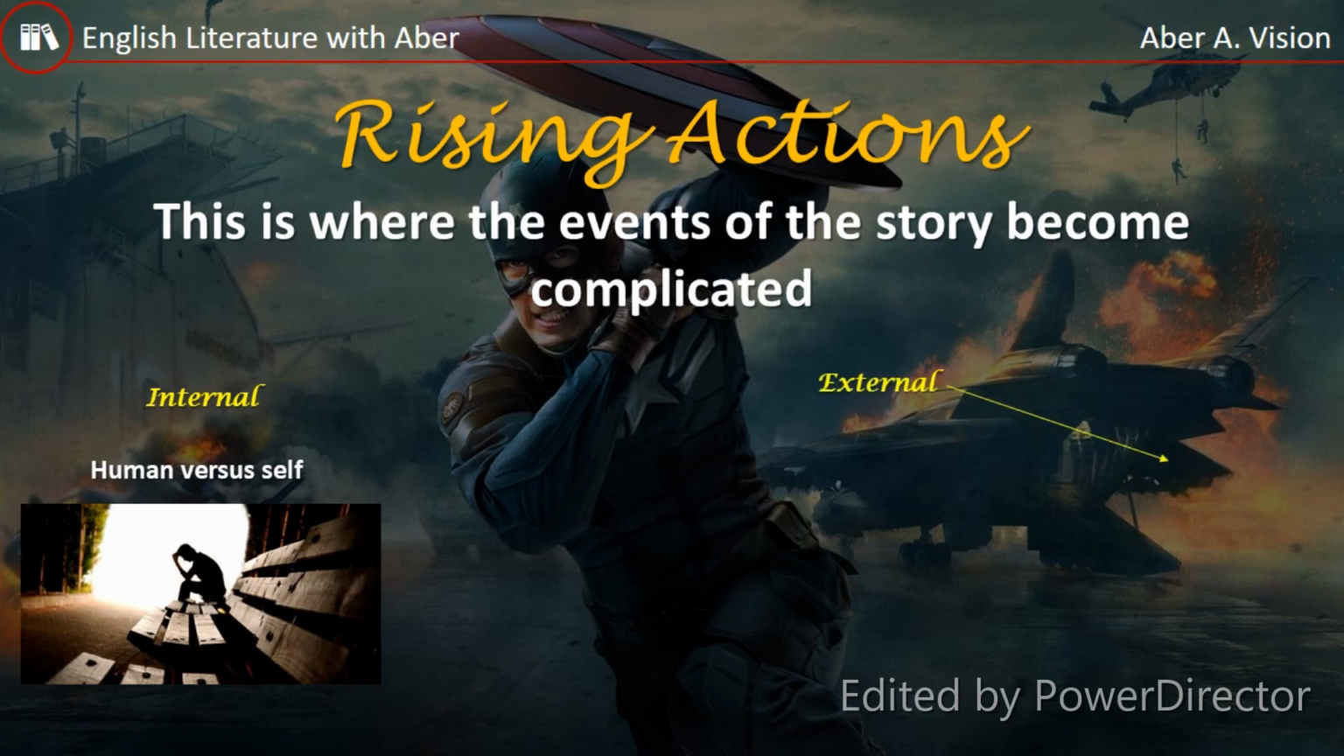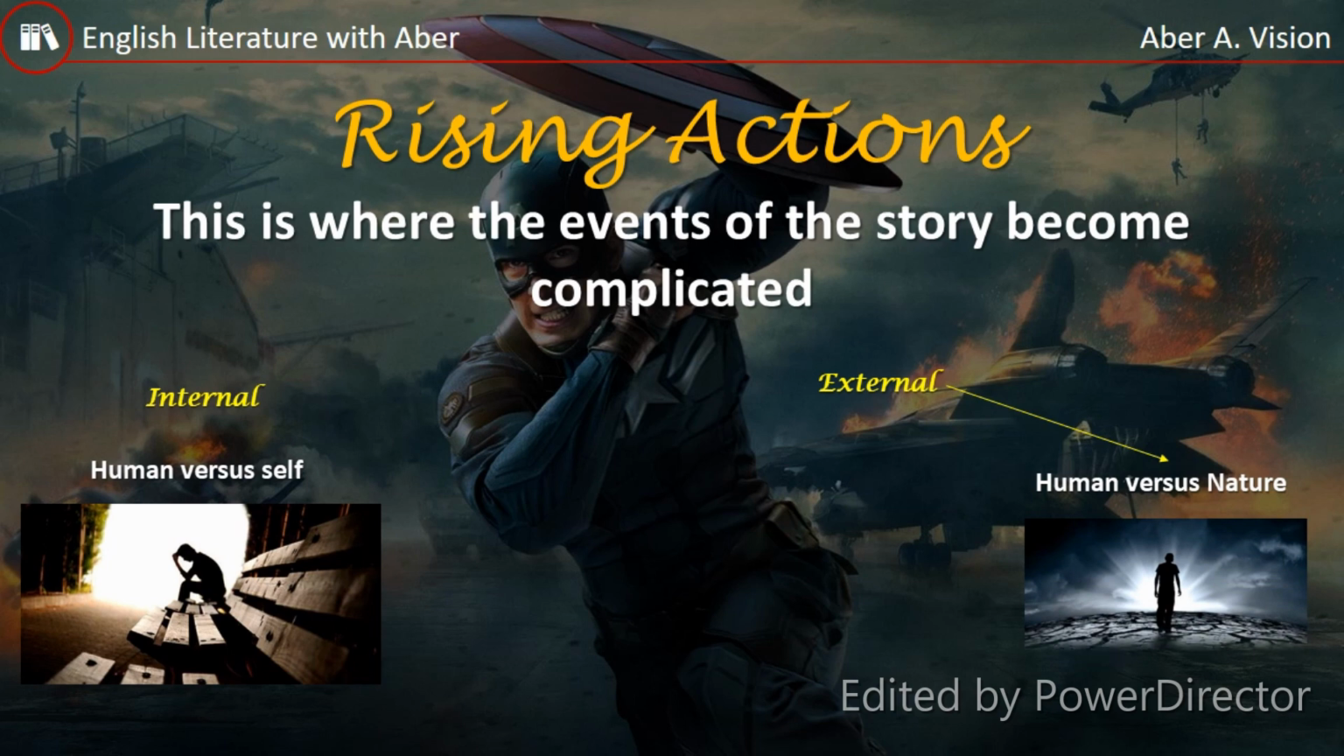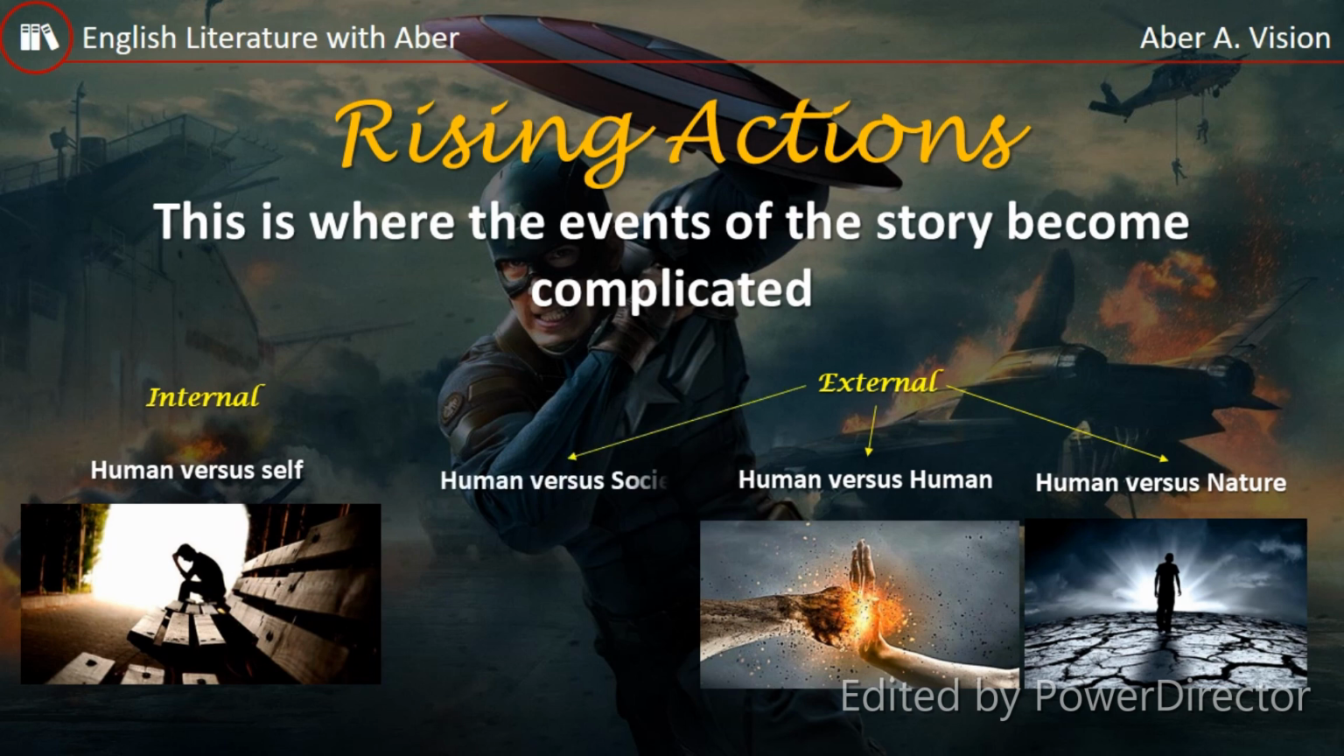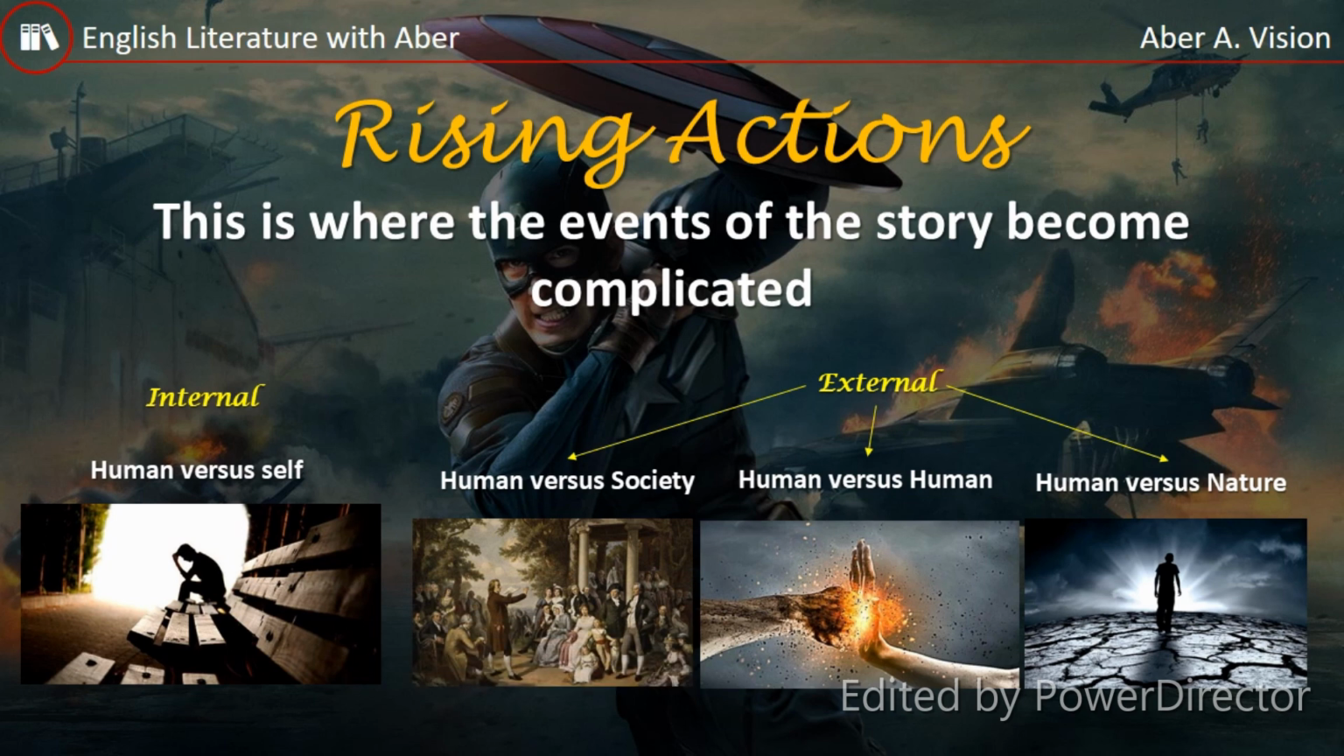There are 3 external conflicts. The first one, human versus nature. The struggle is between the character and some elements of nature. Second, human versus human. The struggle is between 2 characters in a story. Third, human versus society. The struggle is between a character and the rules or laws that govern in the society.